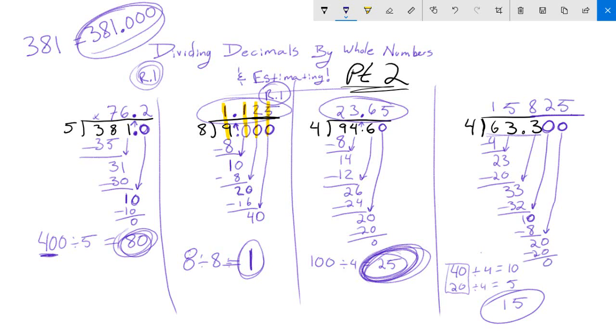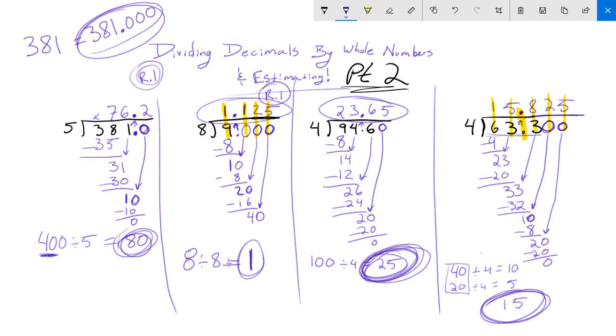Now, I want to make sure my answer is close to my estimate. So I'm going to say, well, if my estimate was 15, then the decimal point should go there, and I see my decimal point moves up. And since everything was lined up, right, everything is lined up. That's big. It's big to line things up. Okay, I agree with my answer.